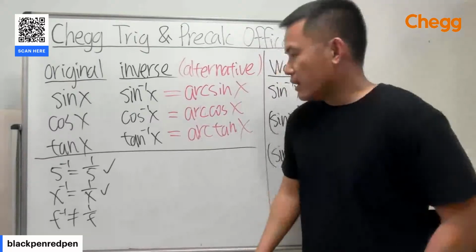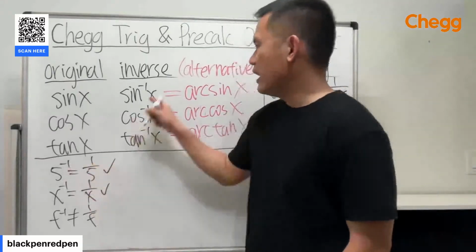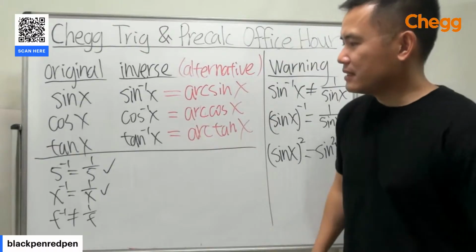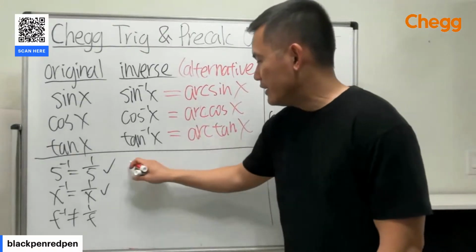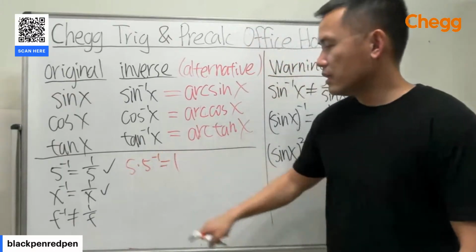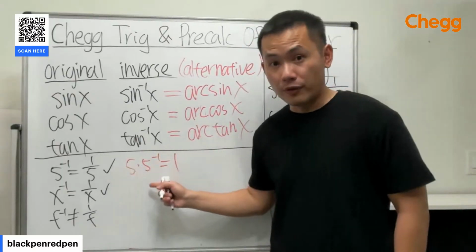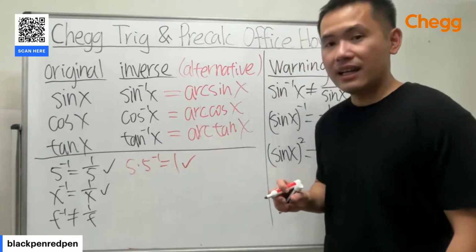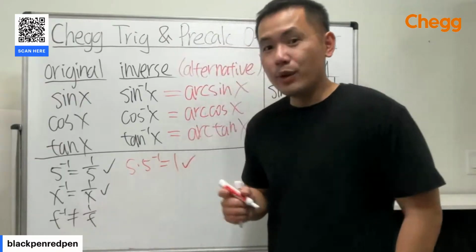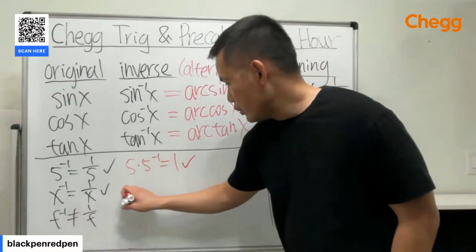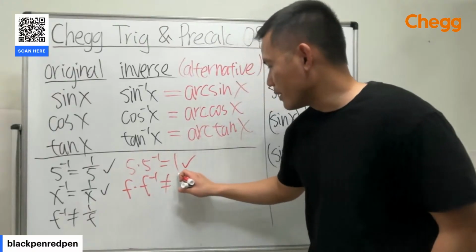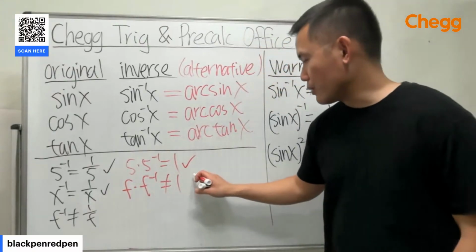The reason I said that the -1 and the inverse do kind of have some similarity is that, check this out. If I do 5 times 5 to the -1, I get 1. Because I'm just doing 5 times 1 over 5. So that's that. Here, why do we use the -1 notation? Here, you cannot just say f times f inverse. This does not give you 1 in general, so this is no.